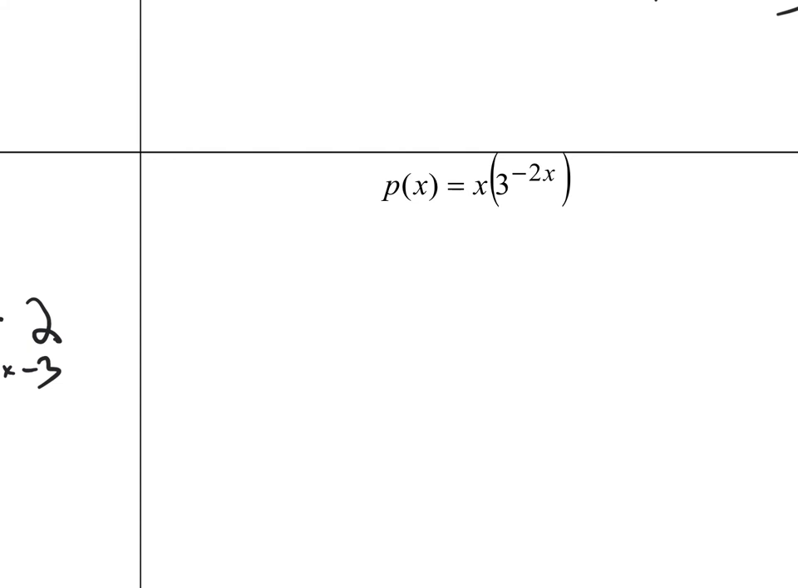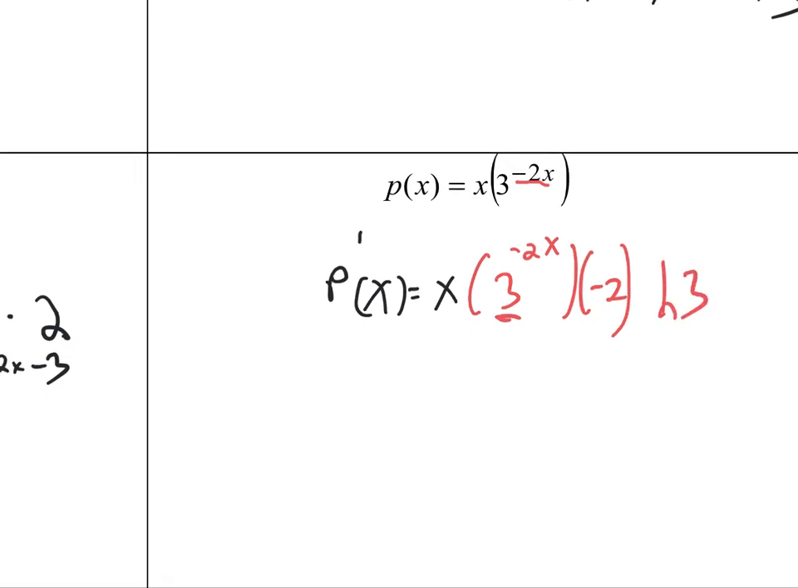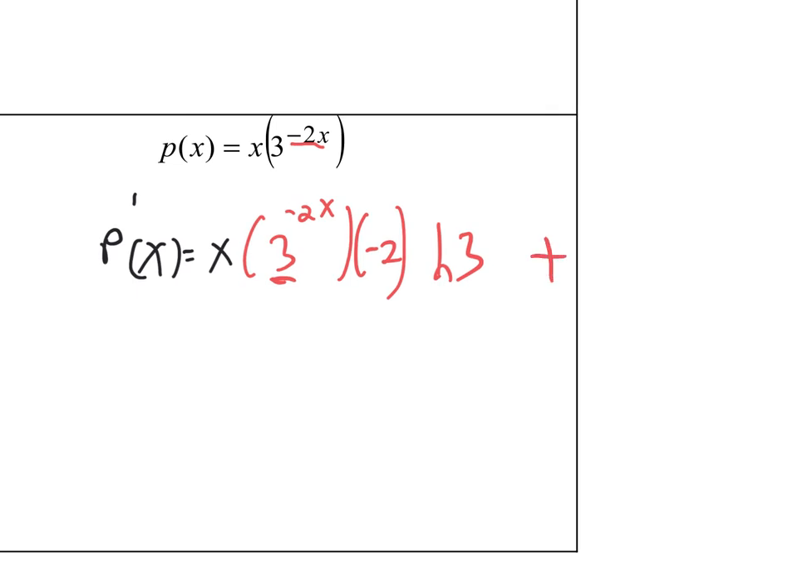Product rule. P prime. The first times the derivative of the second. And that is, the a is 3 and the u is negative 2x. So I'm going to keep the 3 to the negative 2x times the derivative of negative 2x, which is negative 2, times the natural log of the base, natural log of 3, plus the second, 3 to the negative 2x, times the derivative of the first, which is 1. There's a pretty good answer.